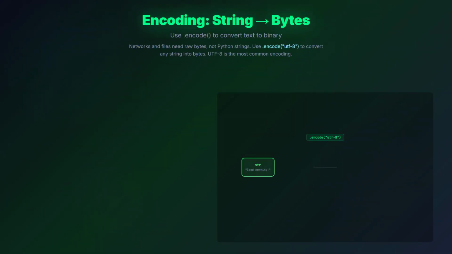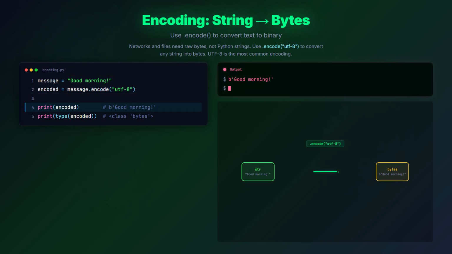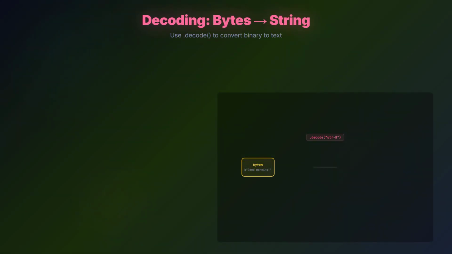Let's say you want to send a message over the internet. Networks don't understand Python strings. They need raw bytes. So you need to encode your string first. The .encode method is your best friend here. You call it on any string and pass in the encoding format, almost always UTF-8. Watch as the string good morning transforms into bytes. Notice the type changes from str to bytes. This encoding step is essential whenever you're working with networks, files, or any system that expects binary data instead of Python's high-level string objects.